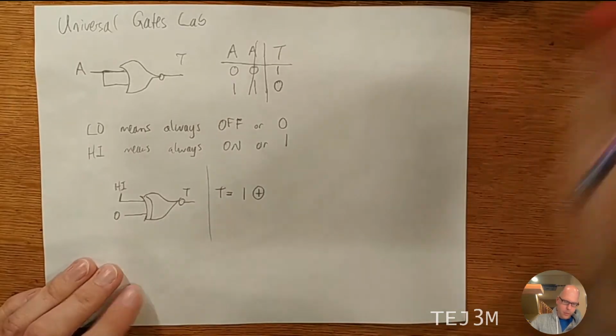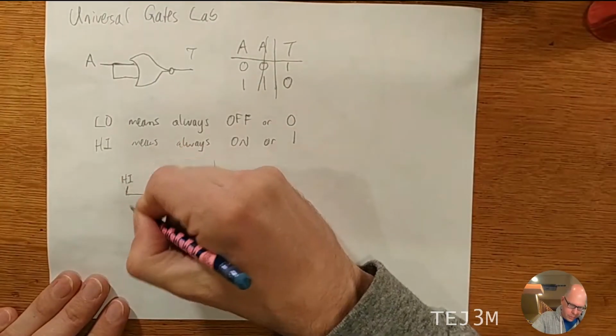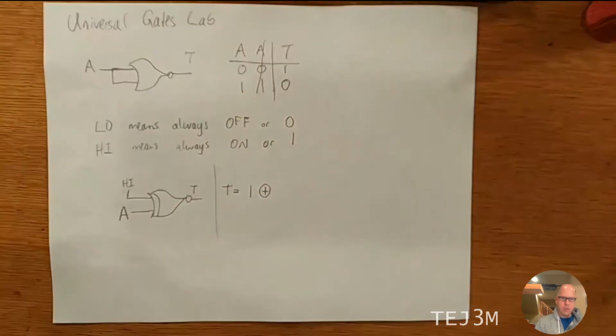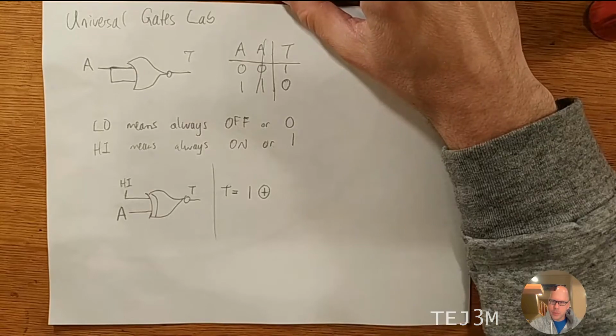I want to just change this. I meant to put an A there instead of a 0. So A, okay. We do have one input that will change from time to time. I'm going to pause this for a second. I'll be right back.